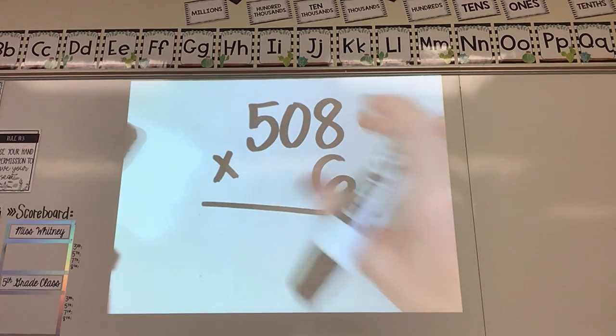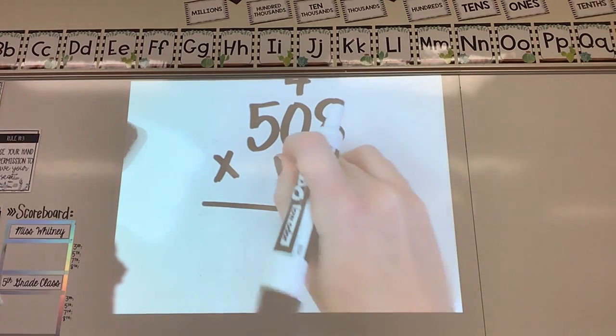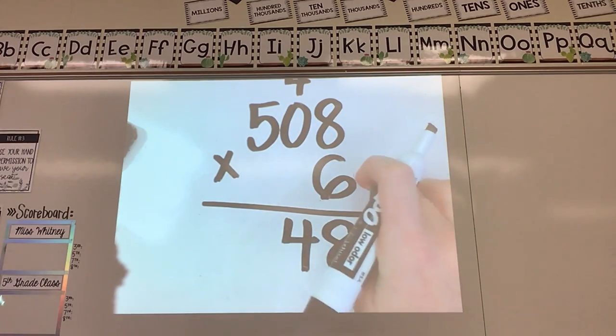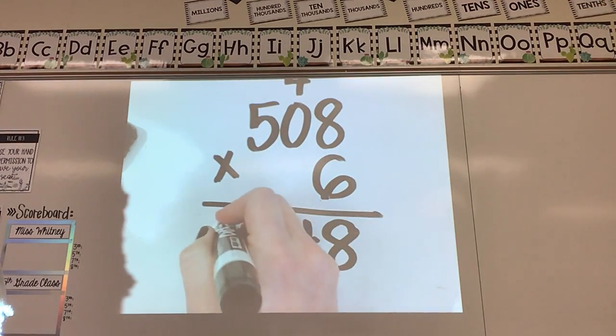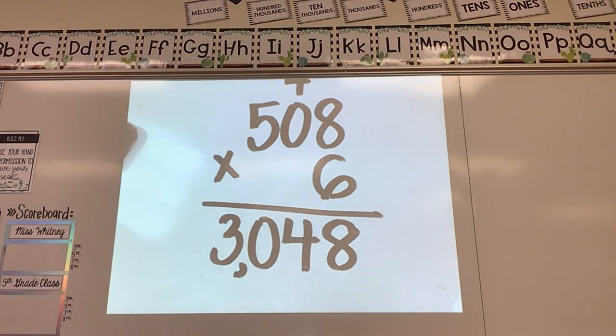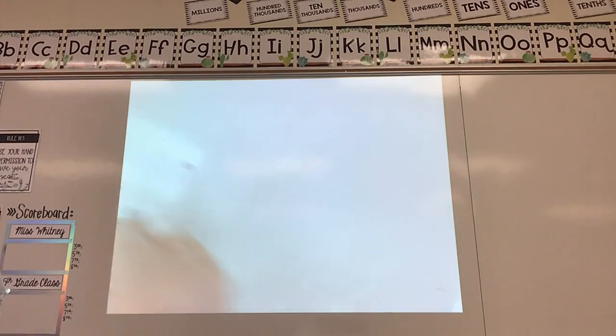6 and 8 went on a date, so that's 48. Put my 8, carry my 4. 6 times 0 is 0, plus 4 would be 4. And then 6 times 5 would be 30. And I should have a comma. So hopefully you got 3,048 as your final answer. I'm gonna go ahead and erase. Remember, you can just scooch on over. Let's try another one.